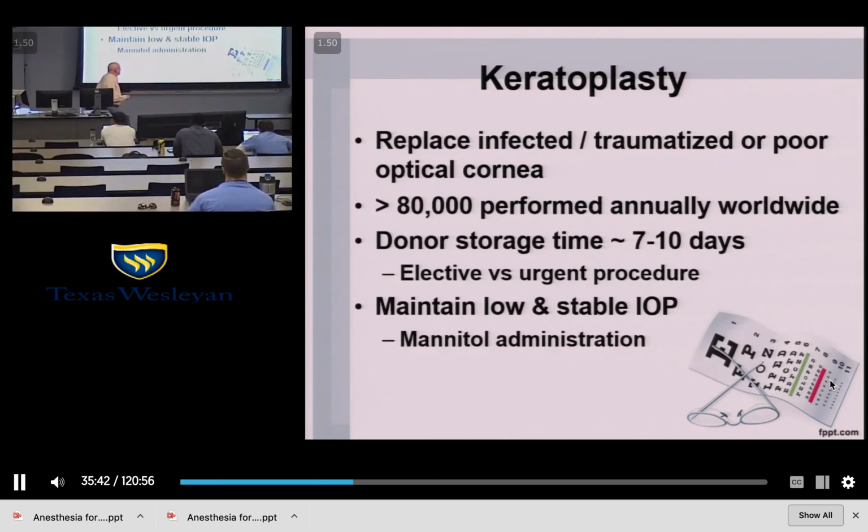During this procedure, our goal is to maintain low and stable intraocular pressure. So mannitol is typically administered, because remember that mannitol will decrease intraocular pressure for up to 5 to 6 hours, if I remember correctly.